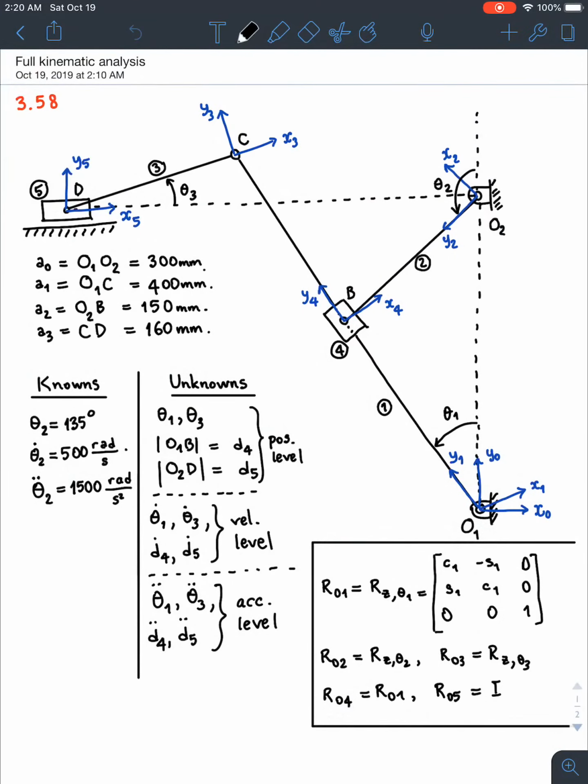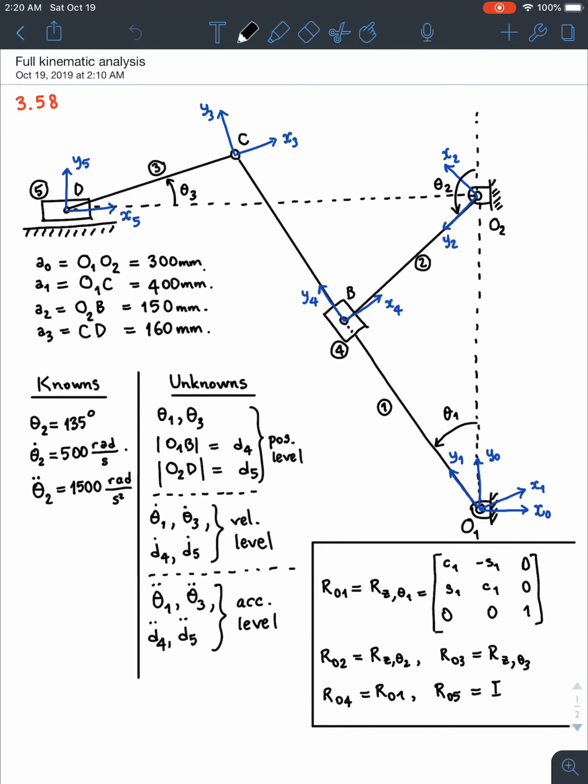I will walk you through the full kinematic analysis of this mechanism that we started working on in class last Thursday. So if you look at this mechanism, you can see that we have two sliders, and one slider is actually moving on a link that is itself rotating with respect to the 0th frame or the world frame.